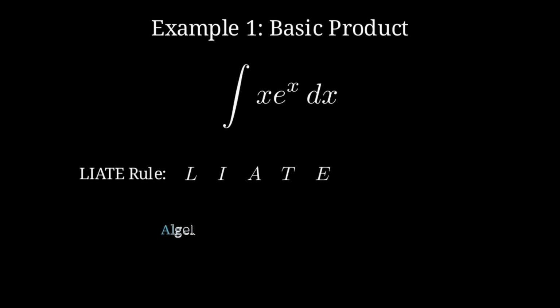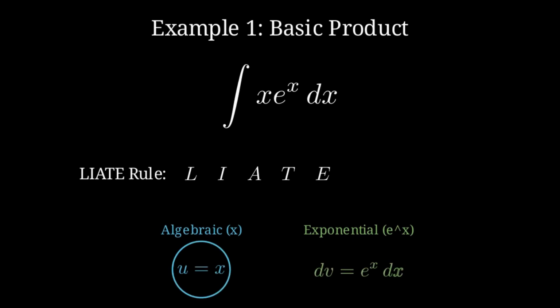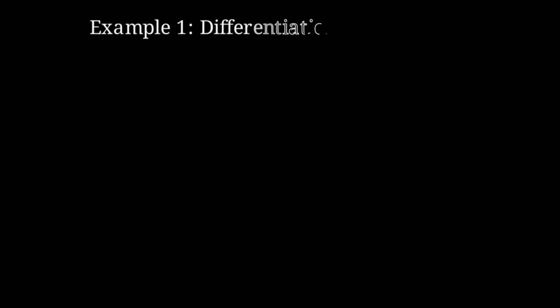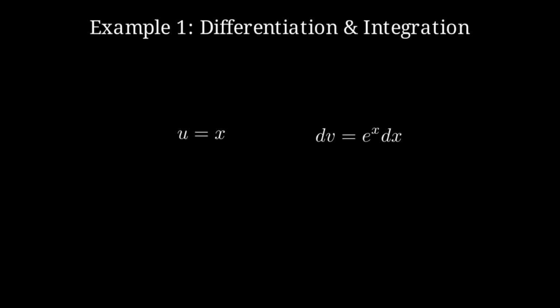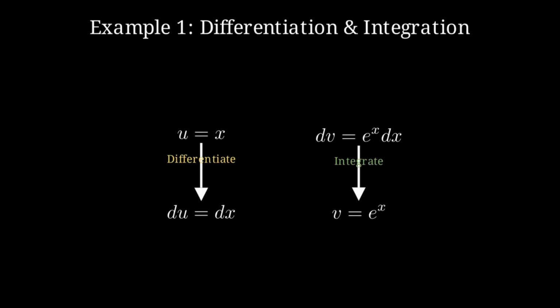Let's try a classic example, the integral of x times e to the x. According to LIATE, the algebraic term x should be our u, and the exponential e to the x will be our dv. Now we differentiate u to get du equals dx. Then, we integrate dv to find that v is simply e to the x. We now have all the ingredients required for our formula.